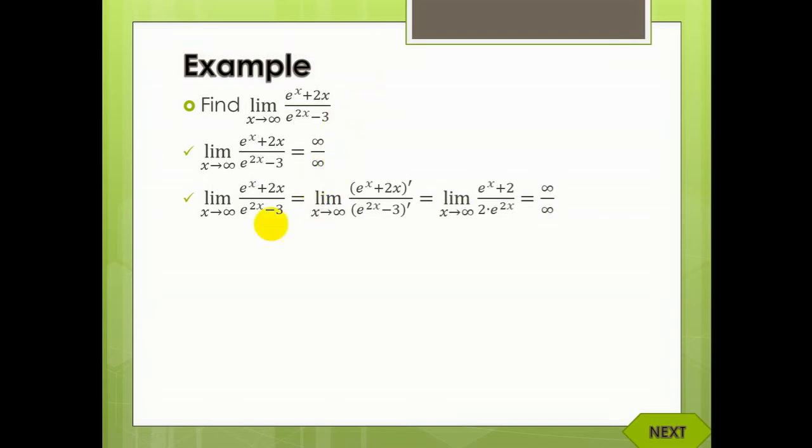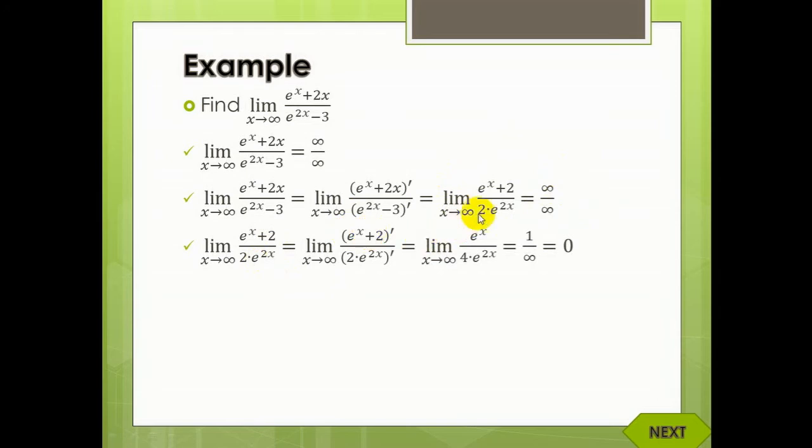The derivative of e^x + 2x is e^x + 2, and the derivative of e^(2x) is the function itself times the derivative of the power, so 2 times e^(2x). When we substitute again, the result is still infinity over infinity, so we use L'Hospital's rule again.